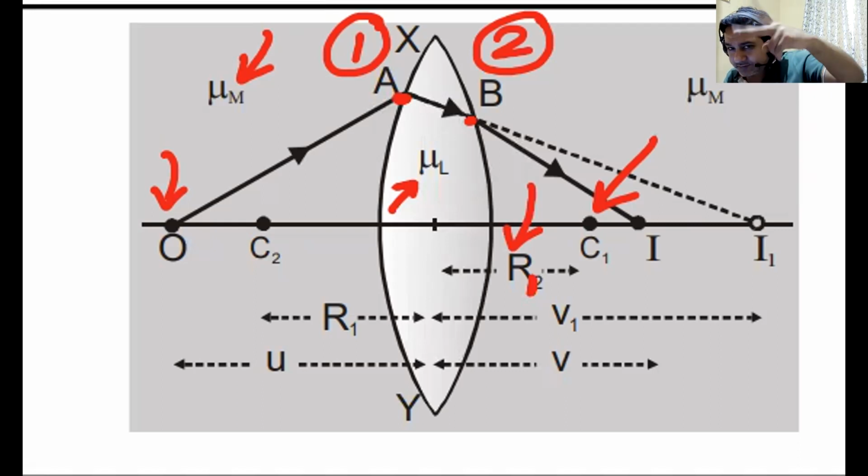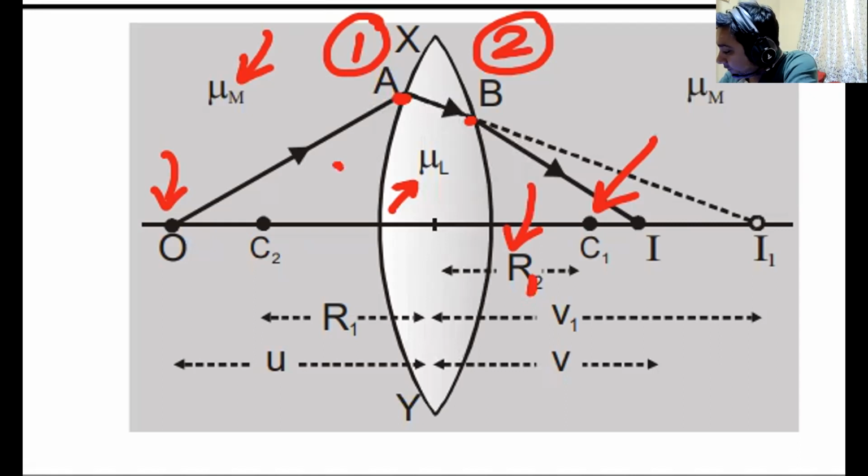1 and 2 are interchanged here. What do you mean by R1? Anyone? Radius of curvature. Of what? Of the first surface. Do we understand this? Yes, sir.